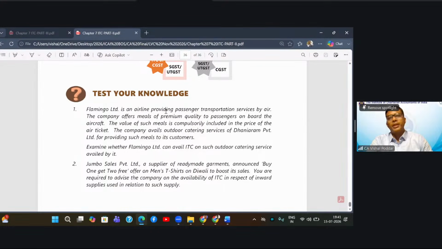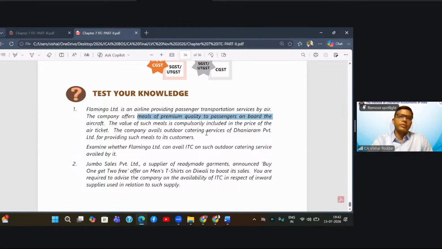Flamingo Limited is an airline providing passenger transport service by air. So first understand what is your business. So you are in the airline business. You are doing the passenger transportation. The company offers meals to premium passengers on board. Now this is also common to some specific category of passengers where the ticket price is higher or they are the premium segment passengers, you offer them meal. The value of meal is compulsorily included in the price of the tickets.